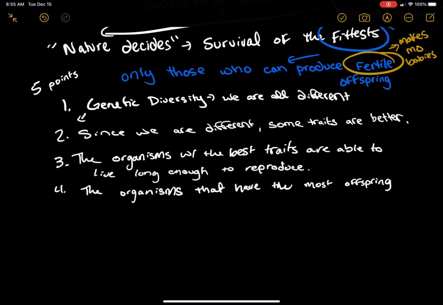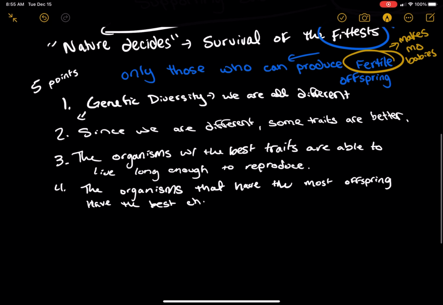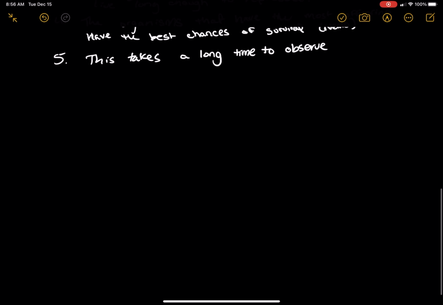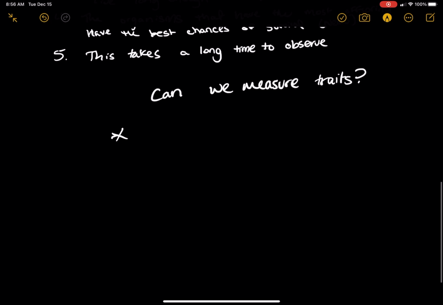Think about Nemo and all his family, all his brothers and sisters. If he didn't have all those brothers and sisters to satisfy Mr. Barracuda's lunch appetite, Nemo wouldn't be alive. Since Marlin and Coral were able to produce lots of babies, all those babies got eaten but Nemo, so they had the best chance. And of course, this takes a very, very long time to observe. He said this doesn't happen overnight, so we need to measure this over thousands of years.